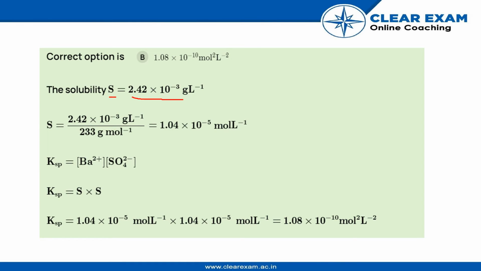Clearly S is 2.42 into 10 to the power minus 3. Converting it into moles per liter, dividing it by 233 grams per mole, which is the molar mass, we get 1.05 into 10 to the power minus 5 moles per liter. Now the Ksp, the solubility product of BaSO4, is [Ba2+][SO4 2-], that is S into S, which is (1.04 into 10 to the power minus 5) whole square, and we get 1.08 into 10 to the power minus 10 moles square per liter square. So clearly option B is the answer, 1.08 into 10 to the power minus 10 moles square per liter square.